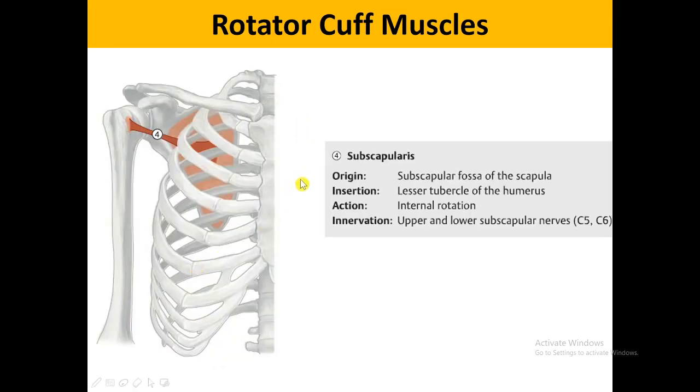The last muscle of the rotator cuff, subscapularis. The subscapularis muscle, we can see behind the rib cage at this place on the scapula. At the subscapular fossa of the scapula, it is originating and inserting on the lesser tubercle of the humerus. Its main function is internal rotation, and it is innervated by the upper and lower subscapular nerves from the C5 and C6 level.